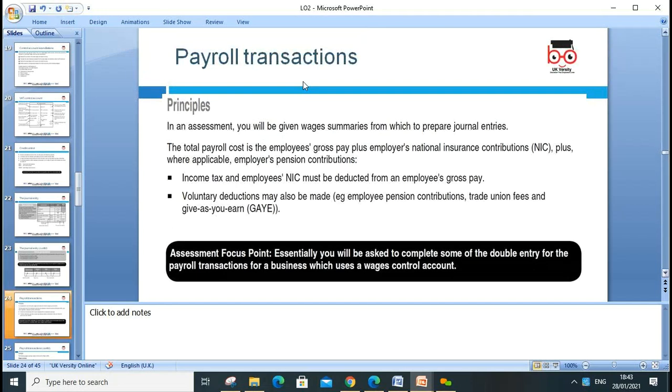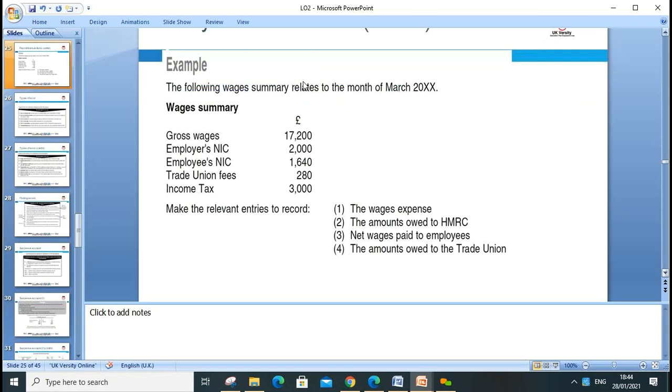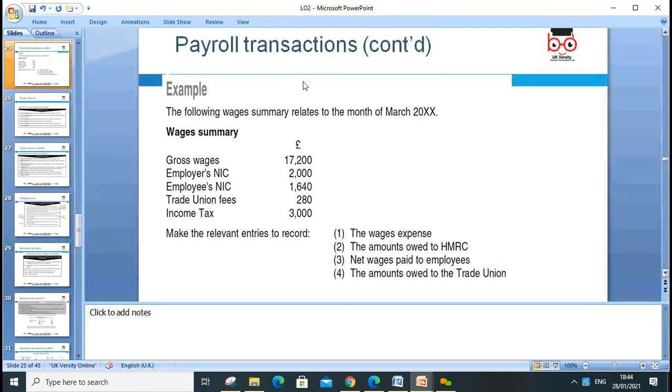Then next we're looking at payroll. What is payroll? Salaries, yes? We can make a payroll control account as well. We can see how much money we need to pay in salaries to our workers. As we look at this example, gross wage means what is my total wage before tax? 17,200, which is for a month.